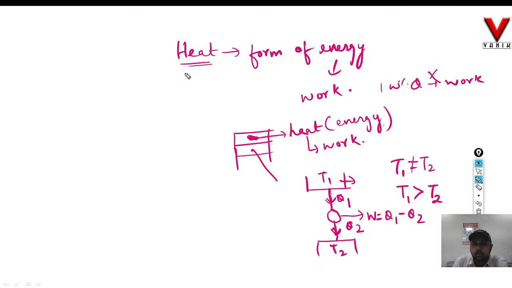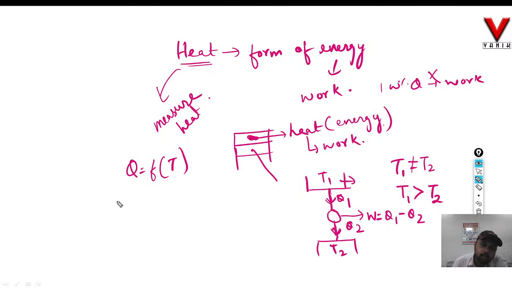All right, now let us move to the next part. Now, how do we measure heat? Heat is calculated in various forms, but I will say heat is a function of temperature. That means if I increase the temperature of some body, this will imply that heat will also increase. Now we will understand how we measure this term called temperature, and what temperature is.